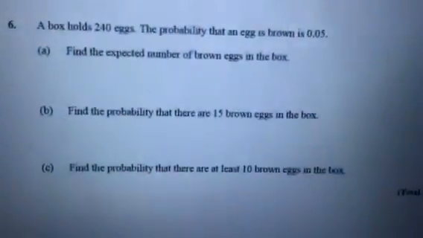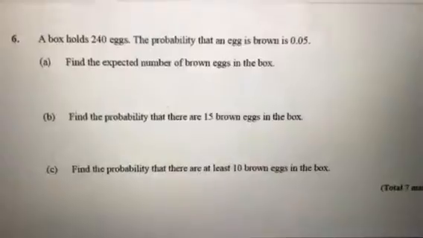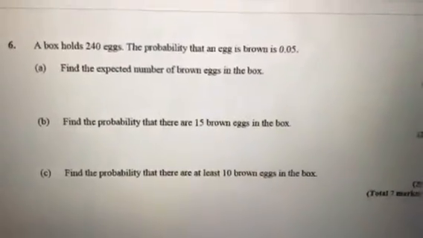Okay, and then problem 6b, so part B of the problem, tells me to find the probability that there are 15 brown eggs in the box. And so I did that by realizing that I need the binom PDF because it's an exact value, 15. And so with that, I was able to input that into the calculator.